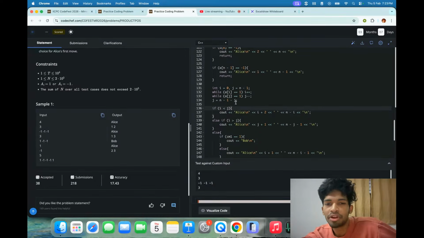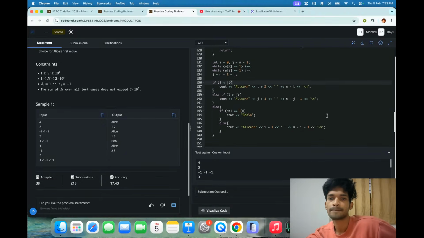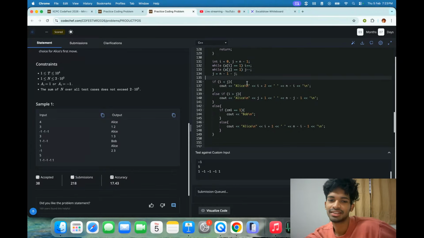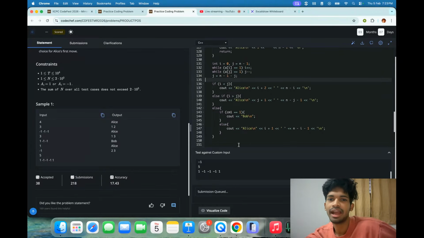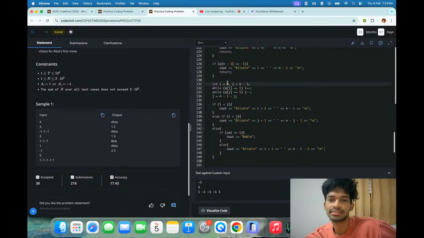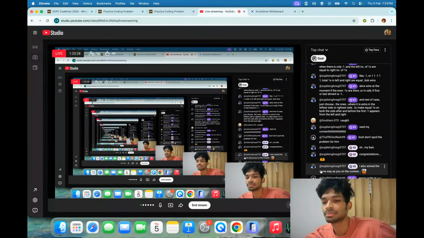J is not number of ones. J is the index. So number of ones is n minus 1 minus j. I cannot call myself a grandmaster and make such silly mistakes. I declared a variable, I moved it, and then I was not knowing what it is. And then I was thinking it number of zeros. Why did I do that? So yeah, it got accepted.